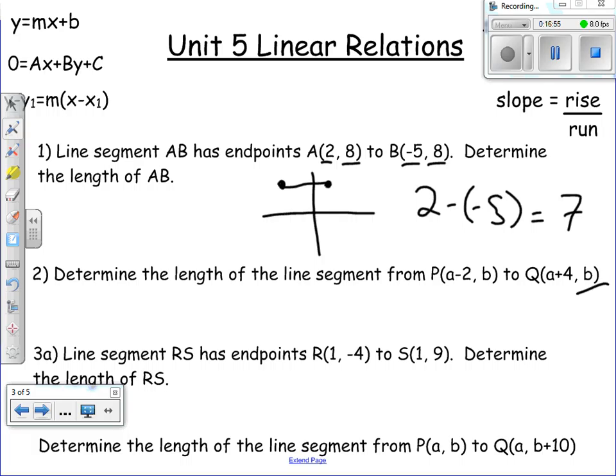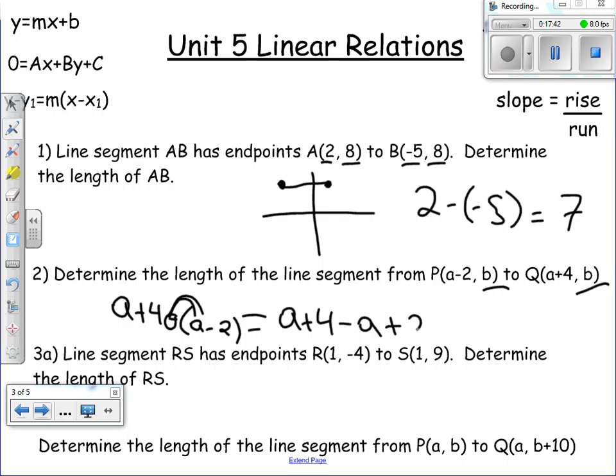Which one's bigger, A minus 2 or A plus 4? A plus 4 would be the bigger one, just kind of common sense, right? So A plus 4, and then you want to go minus A minus 2. You need to remember from unit 1, or unit 2, your distributive property. So this negative goes into both things, and you should rewrite this to be A plus 4 minus A plus 2. You need to be able to understand that. And your answer should just be 6. A minus A, they cancel out. 4 plus 2 is equal to 6.